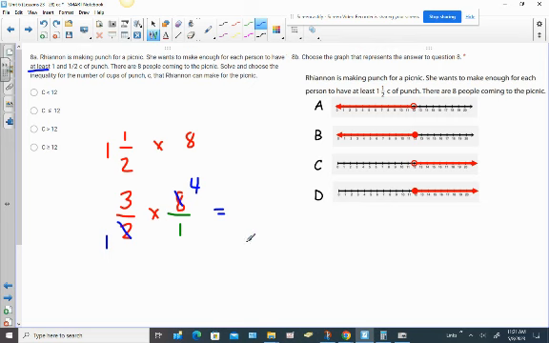Now, here's where it gets a little bit tricky. Because whatever number you have, right? So hopefully it's this number. They're talking about at least that amount. So at least that amount.